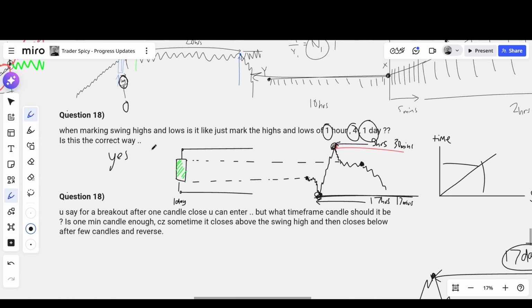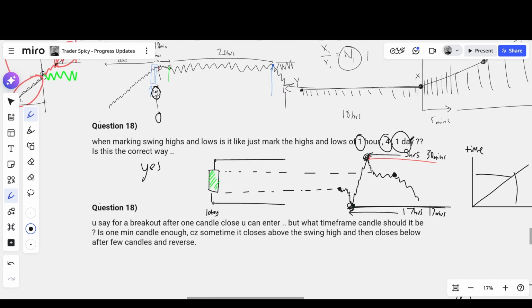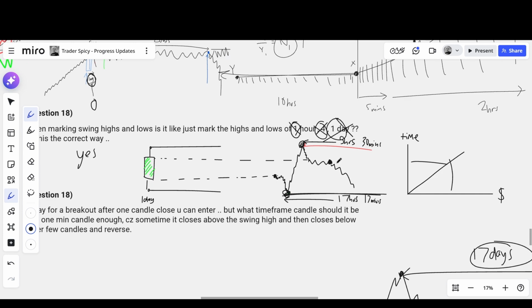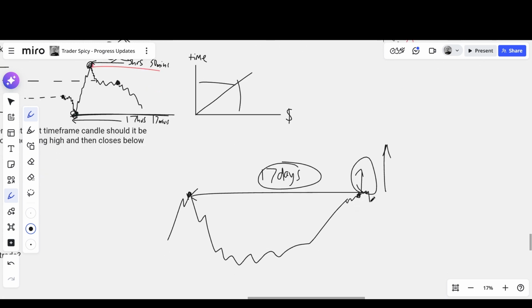So the simple answer to this question is yes, just stick to the 1 hour, the 4 hour, and the 1 day. But as you get better, you don't have to be as rigid with using these levels. You can use any swing high and any swing low, but just be mindful that the bigger the level, the more violent the reaction, which means you might be able to get away with a really nice pop to the upside, and maybe you can get away with holding the position for a longer period of time or going for a wider target.